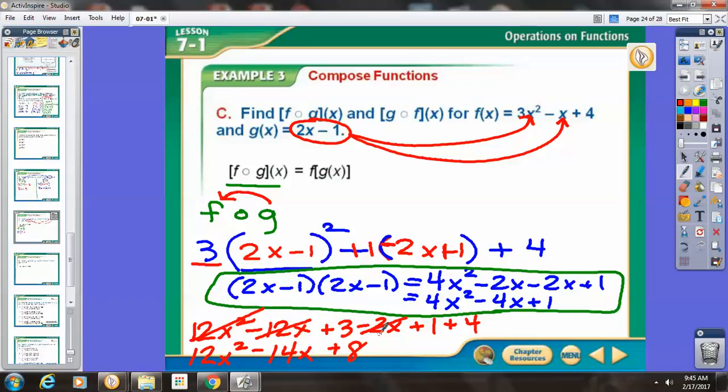We would still need to do g composite f, but I think I'm going to save that for when I see you guys again. We've covered a lot of stuff today. I don't think it's necessarily hard stuff. It's just challenging your brain just a little bit.